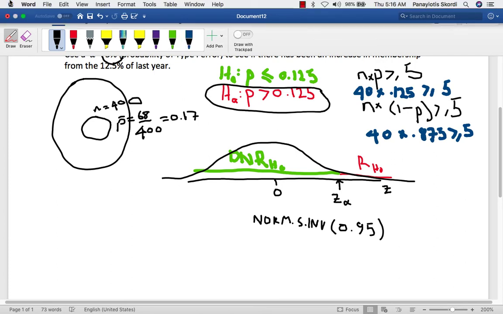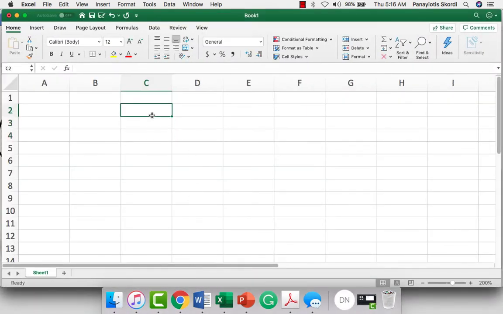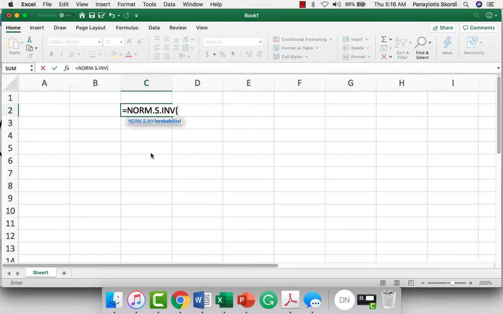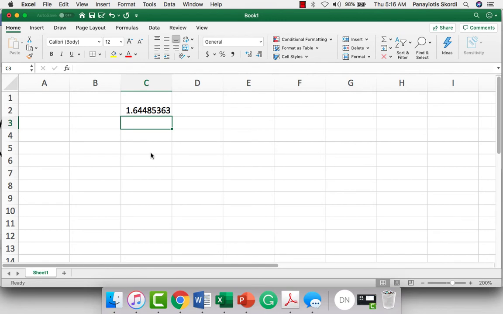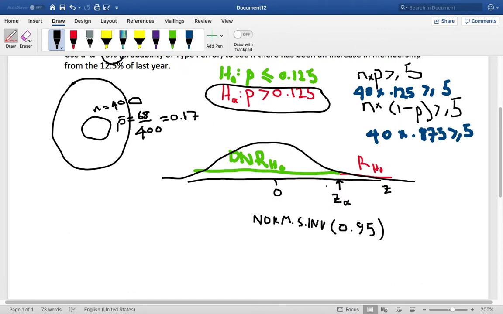So in Excel, let's do equals norm.s.inverse and 0.95. And what does that give us? 1.64. That's fair enough. 1.64, 1.65. Let's go back over to here. So this value in here is in fact going to be 1.6. Let's go for 1.65.